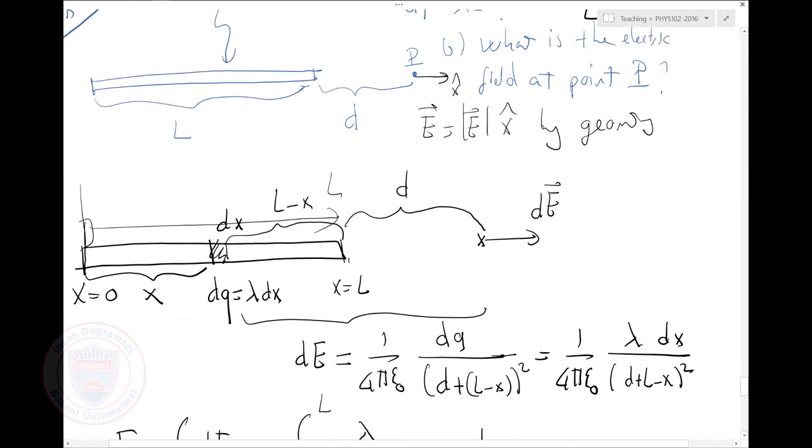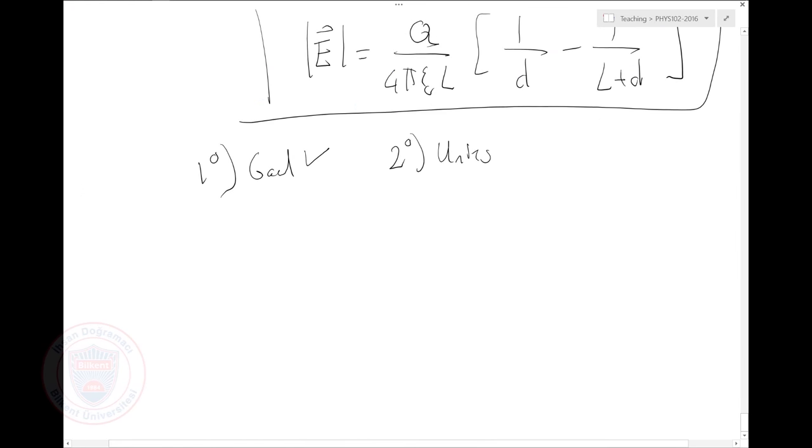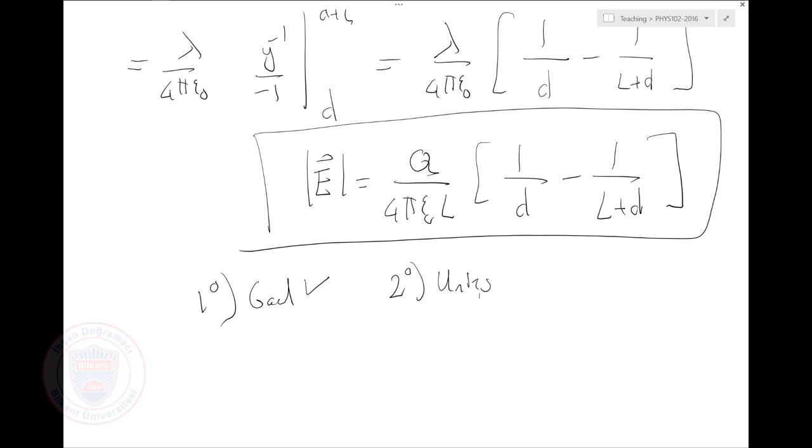How about the units? Again, Q over epsilon 0 is right. I must multiply it with 1 over meter square. 1 over L times 1 over D minus 1 over L plus D. Units is 1 over meter square. So that checks. How about the limits?